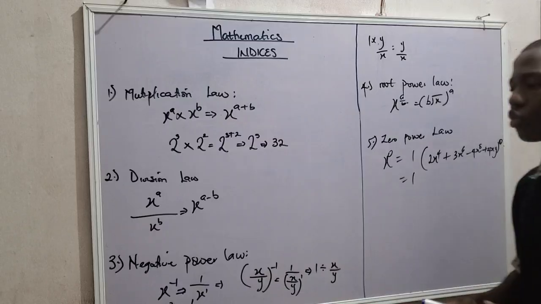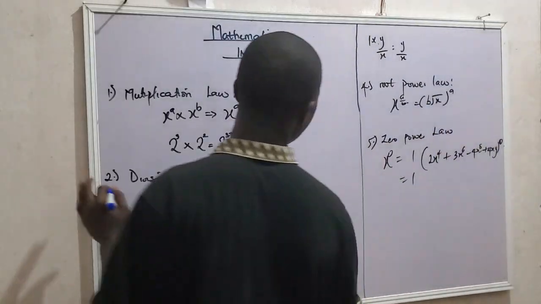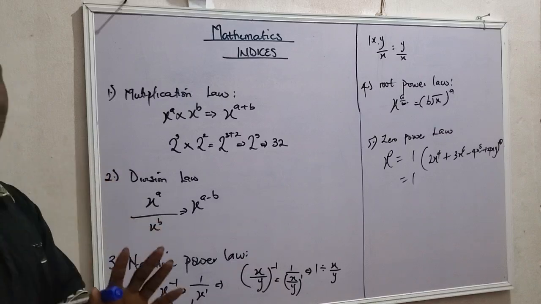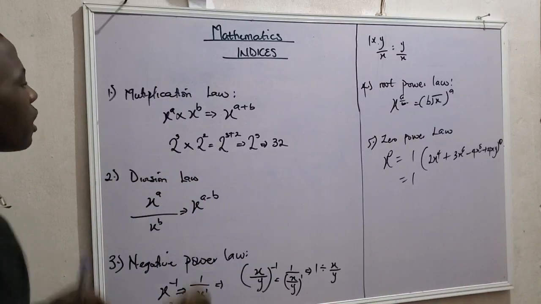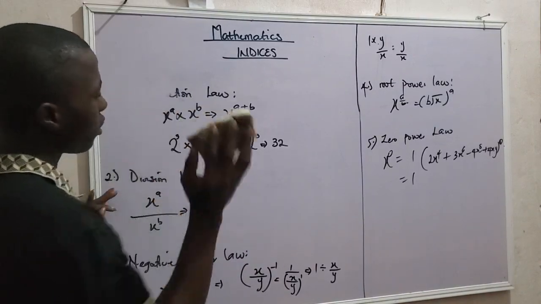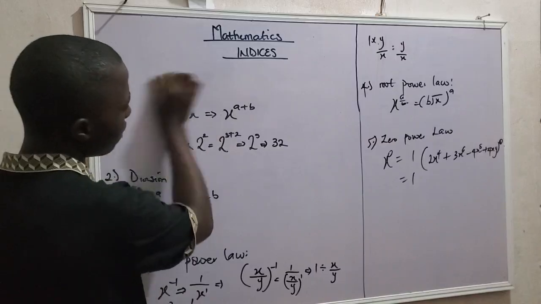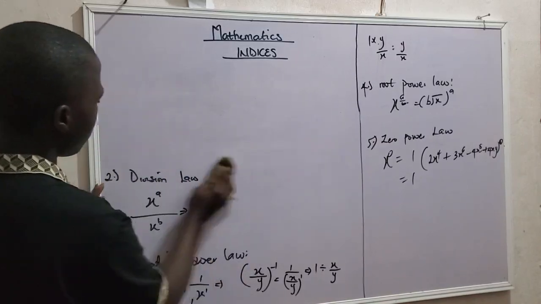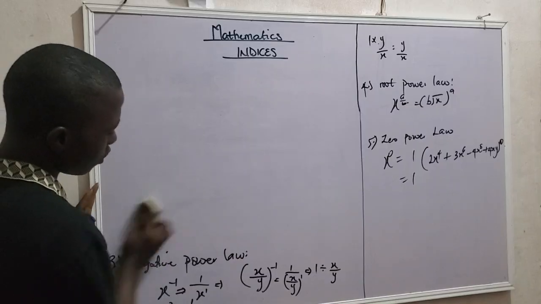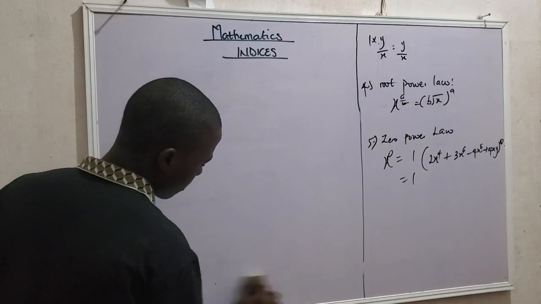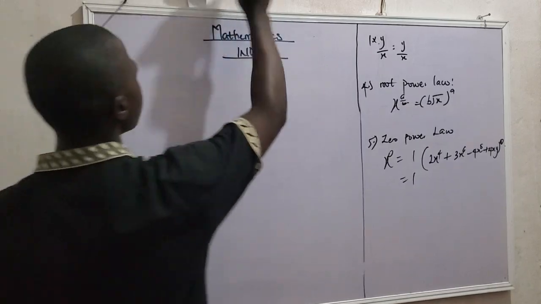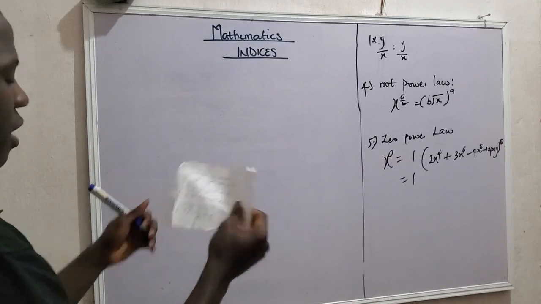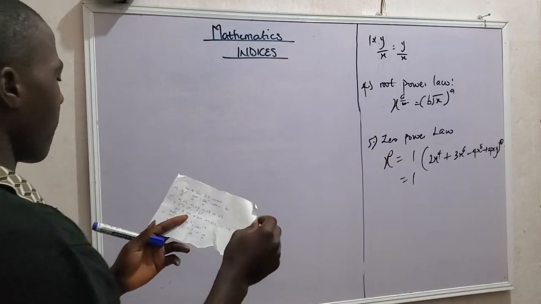So now we'll take some few questions as we proceed. These are the 5 laws of indices we are going to apply in solving problems in today's class. So if you are copying, please be fast, because I'm about to wipe. So these are the few laws of indices. Let's take down some questions and provide solutions to them. I think we're having 3 questions here.